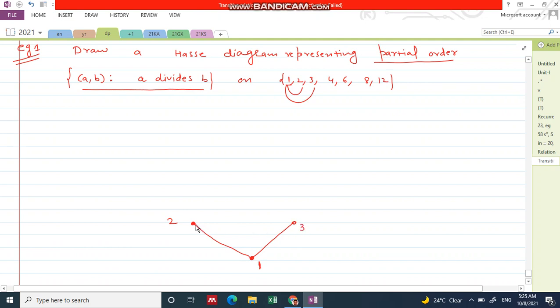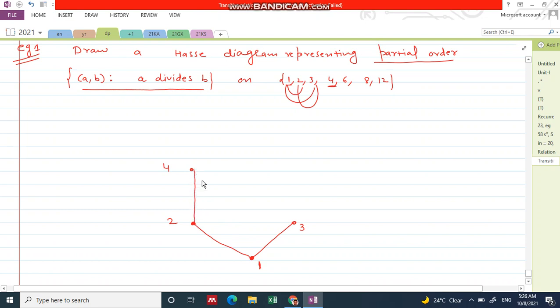Now check the relationship between 2 and 3. 2 does not divide 3, so there cannot be any joining line between these two. What is the next element? The next element is 4. 1 divides 4, there is no problem in that, but there is no need to join 1 with 4. You directly join 2 with 4.